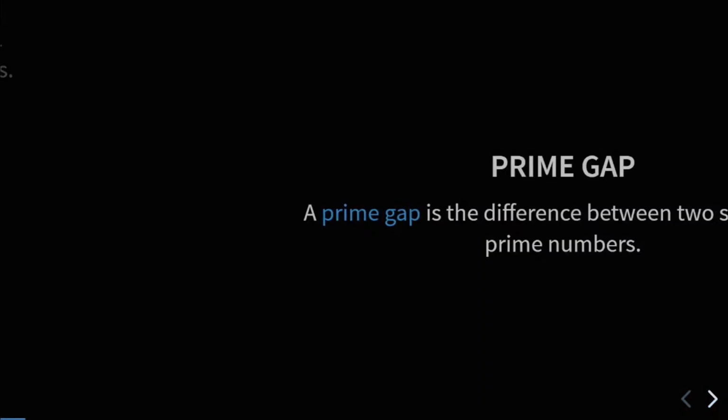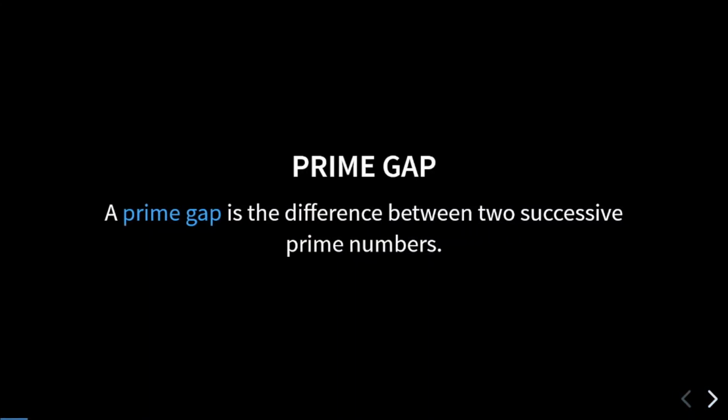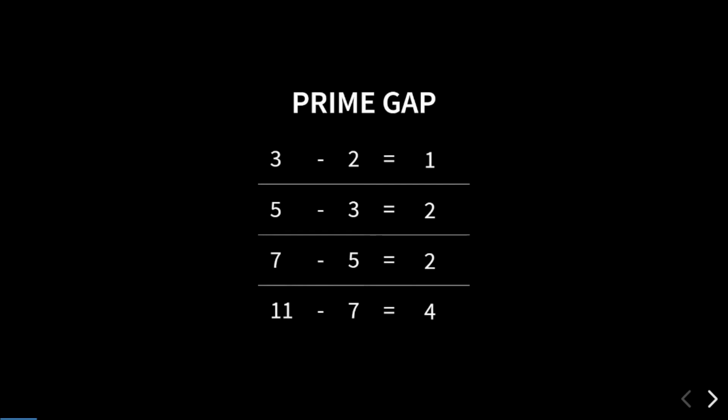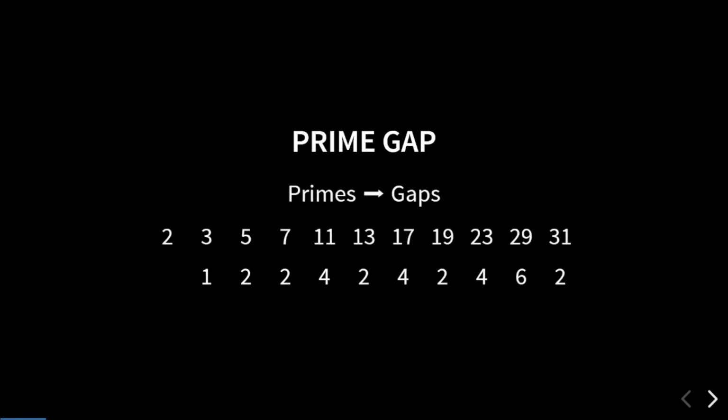What's a prime gap? A prime gap is the difference between two successive prime numbers. We cannot do that with the first number, but when we take the second one, 3 less 2 is 1, 5 less 3 is 2, 7 less 5 is 2. We put the prime numbers in order and we calculate the difference between the pairs.